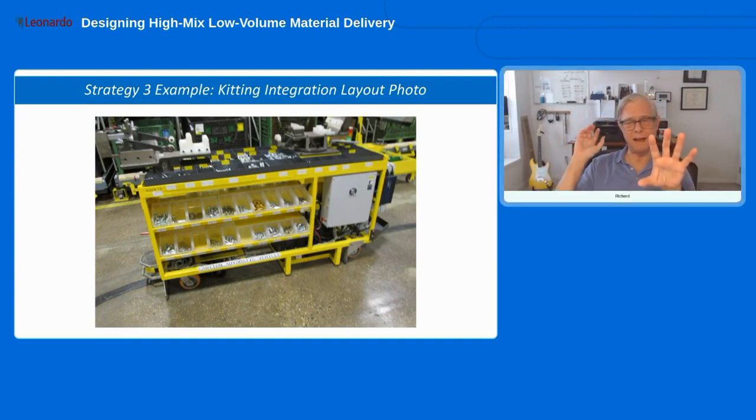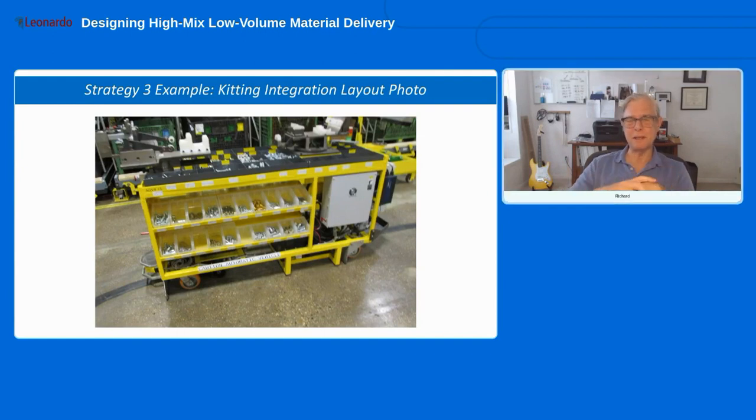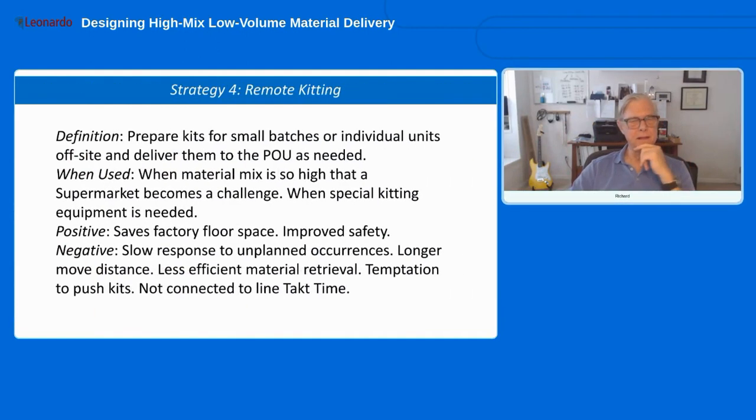So it's an identical concept to this, but much simpler, and I think probably a lot cheaper. It was just delivering parts to the assembly line, but in quantities of like one engine block at a time. And the kitting was done immediately behind. So pretty cool. All right, so next one, strategy 4, remote kitting.